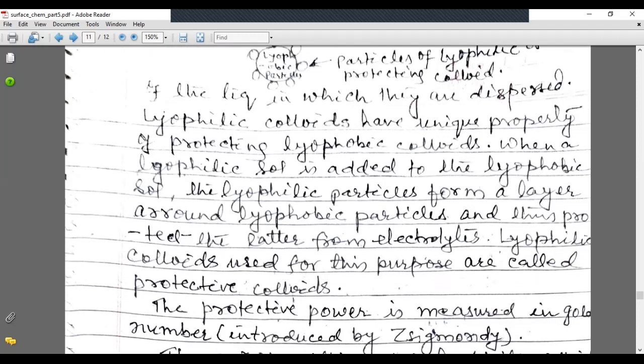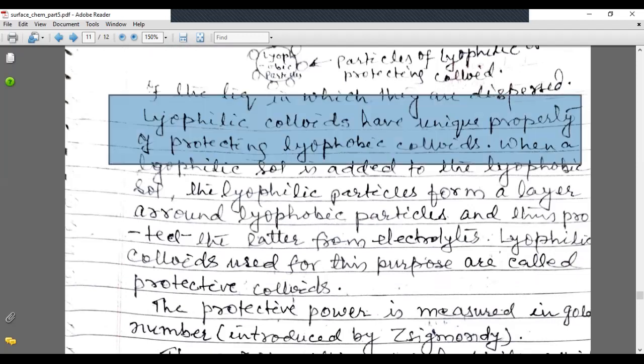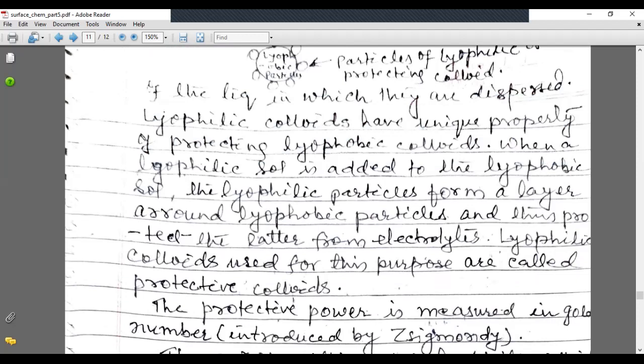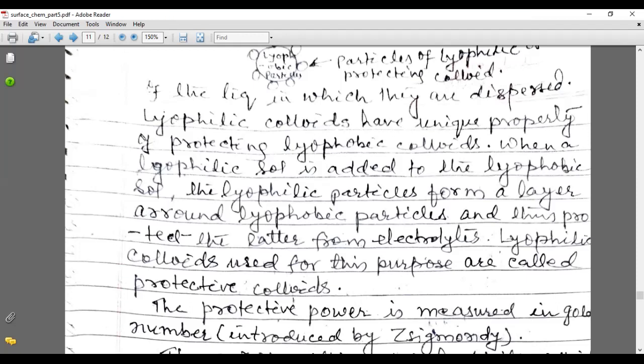protecting lyophobic colloids. So when a lyophilic sol is added to a lyophobic sol, the lyophilic particles form a layer around the lyophobic particles, and this protects them from electrolytes. Lyophilic colloids used for this purpose are called protective colloids. The protective power is measured in gold number, introduced by another scientist, Zsigmondy.